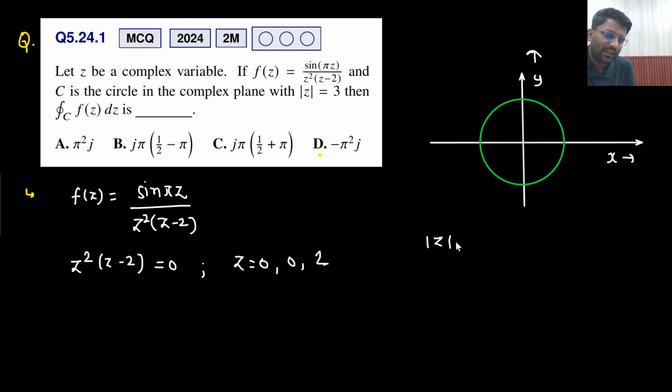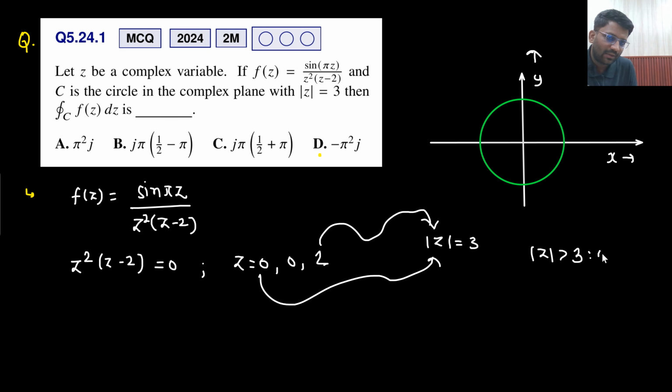What is the equation of the circle? Mod of z equals to 3. What did I tell you? Put all these points here, and if mod of z comes out to be greater than 3, then outside. And if mod of z is less than 3, then inside. Someone would say, sir, I directly know that all of them will be lying inside. Yes, I know it is very simple, but I am telling you the method, so that without even thinking, you can tell the answer.